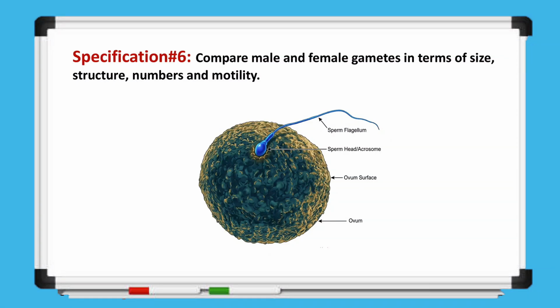Next, we move on to specification 6, which requires us to compare male and female gametes in terms of their size, structure, number, and motility. So now we will look at a simple comparison between the two gametes. The sperm has a flagellum for movement and a head with an acrosome, while the ovum is larger with a distinct surface structure and lacks a tail.